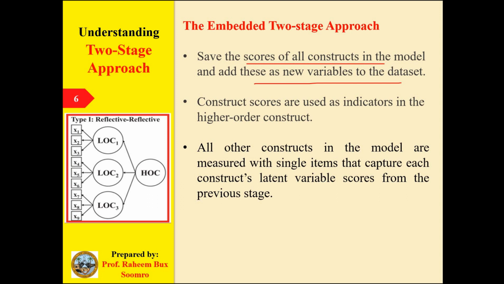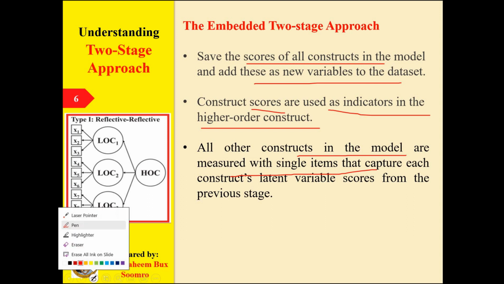How will you get the scores and where will the scores be saved? If you watch the practical part of this video, you will easily understand these things. Construct scores are used as indicators for the higher order construct. These construct scores we will use as indicators of the higher order construct, and all the constructs in the model are measured with a single item that captures the construct's latent variable. So here every construct has a single item, or we can say a single-item construct.